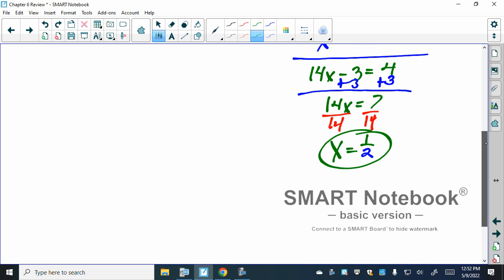So we get the fact that x is equal to 1/2. And that would be our answer. Any other questions on this here?